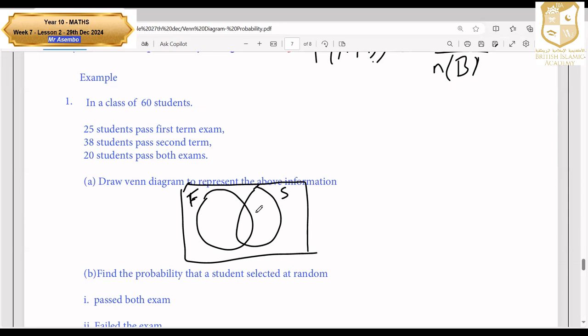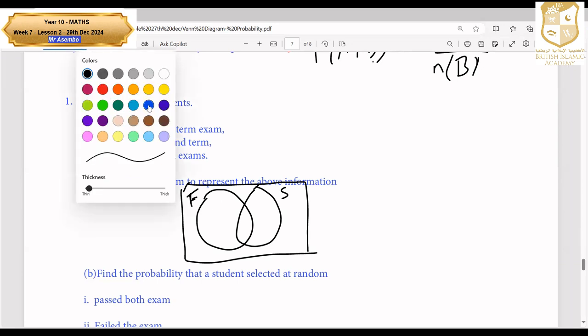We can have a student who has passed the second term exam but failed the first term exam. We can also have a student who, out of these 60, has failed both exams. So let's check. Now let's start with the first one here.